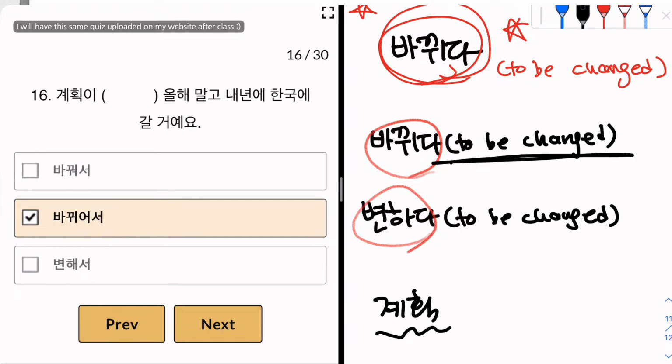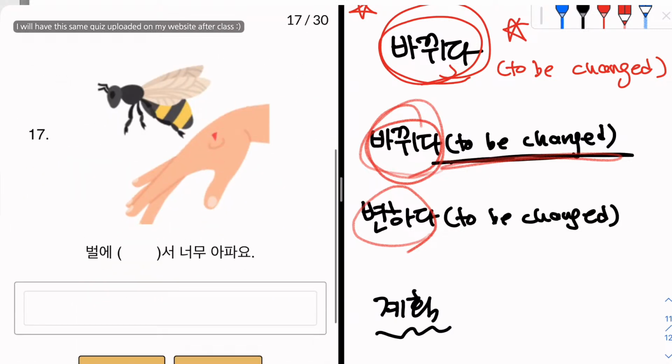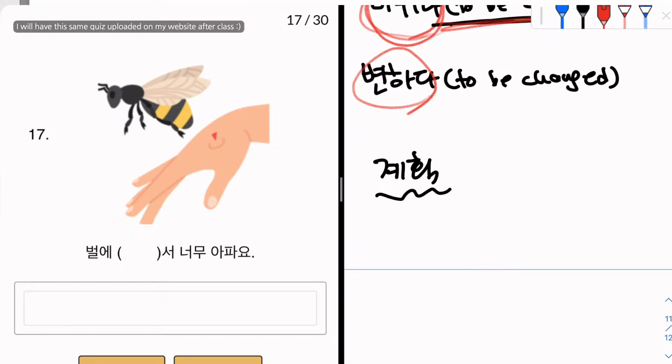계획 can only be changed on your planner, on what you say, on what you think. So 계획 can only be used with 바뀌다. If you say 계획이 변하다, that's gonna sound really awkward. So you would want to say 계획이 바뀌다 for a change, for what appears. So 계획이 바뀌어서 올해 말고 not this year, 내년에 한국에 갈 거예요. Okay. 그 다음에 next one, 17번.